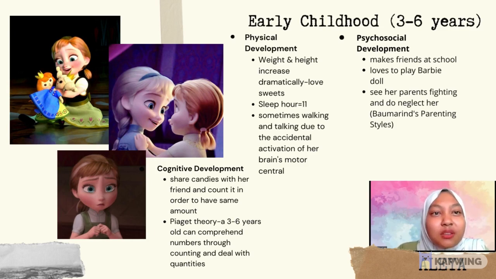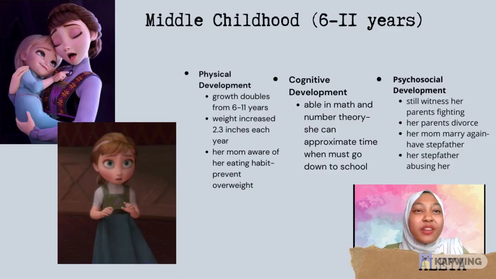She always brings candies to her classmates at school. According to Piaget's theory of cognitive development, a 3 to 6 year old can comprehend numbers through counting and deals with quantities. She makes friends very well at school. When she returned from school, she always saw her parents arguing. She cried a lot.